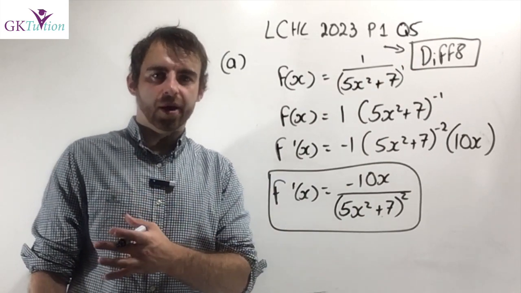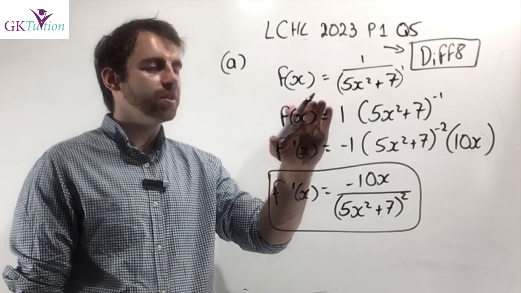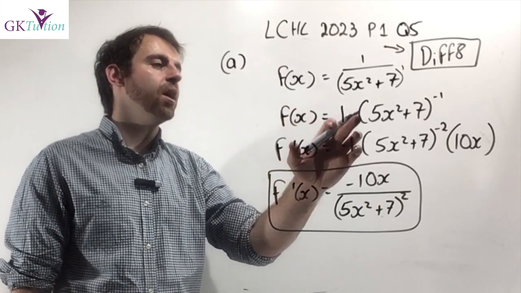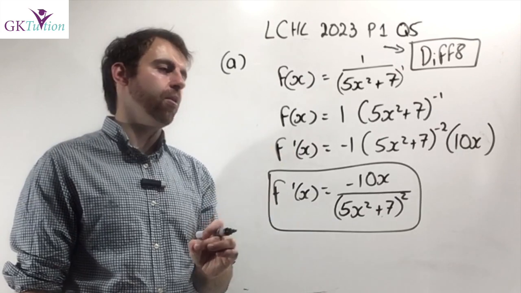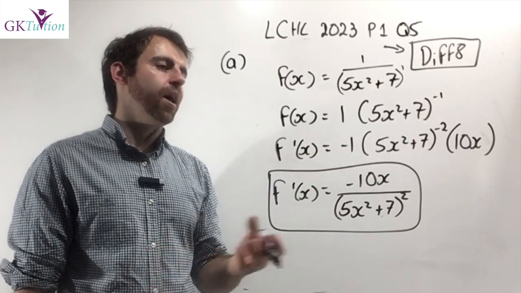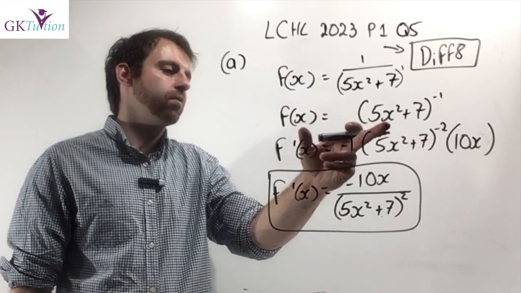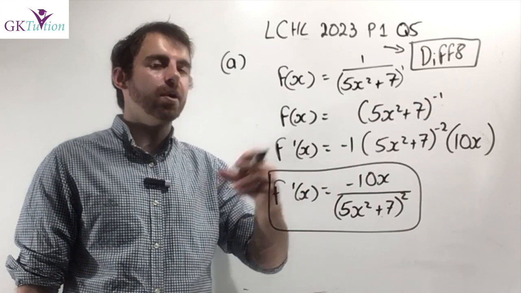If you look at the rules of powers from page 21 on your maths tables, you can take the 5x squared plus 7 and put it on the top of the fraction if you change the sign in front of the power. So instead of being to the power of 1, it's now to the power of minus 1. And like the 1 here, we don't need to worry about the 1 there. So basically we just have to differentiate 5x squared plus 7 to the power of minus 1.